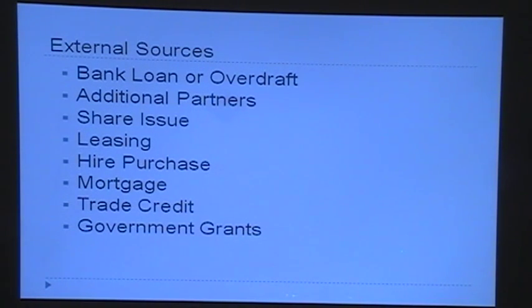Let's move on to the external sources of finance for a business. We have been able to provide about five or six external sources of finance. They include bank loans or overdrafts from financial institutions, additional partners in the case of a partnership business, share issues to the public, leasing of premises, the use of hire purchase, mortgages, trade credit, and government grants. Let's look at the items one by one.